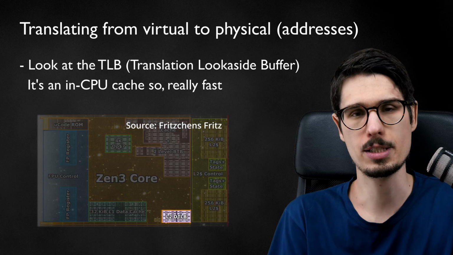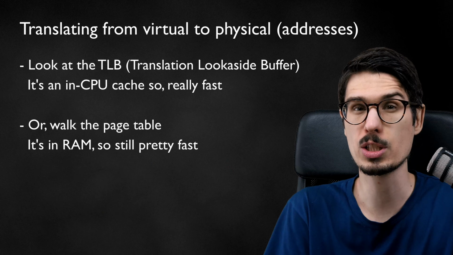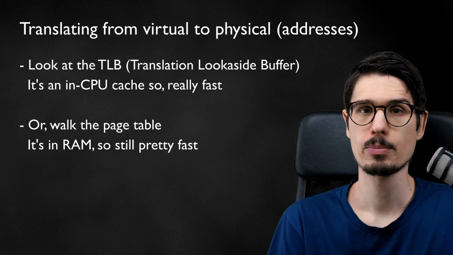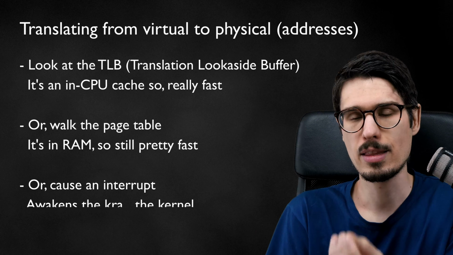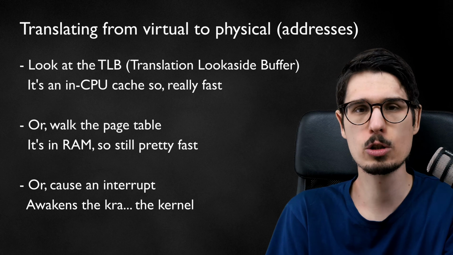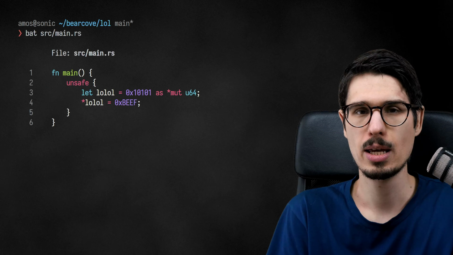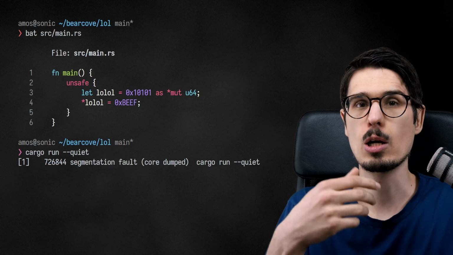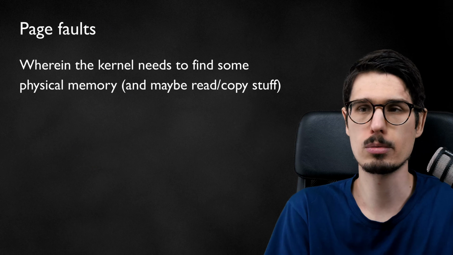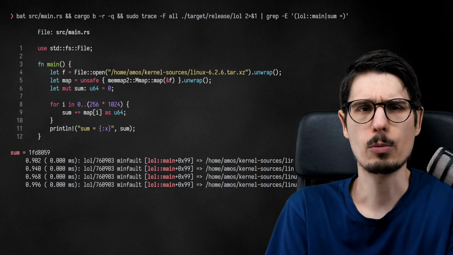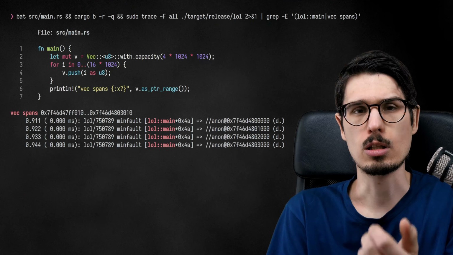If it isn't in the TLB, then the CPU can walk the page table, which is in main memory, in RAM, so that's slower, but it's still pretty fast. And if it isn't in the page table, then it can cause an interrupt, which the kernel will have to handle. It's at that point that if the address is outside of what the program has mapped, it can raise a segmentation fault. But if it's inside of what the program has mapped, then it's merely a page fault. And the kernel can do whatever needs to be done. You can read from disk if it's mapped to a file, or you can return a page full of zeros if it's an anonymous mapping.